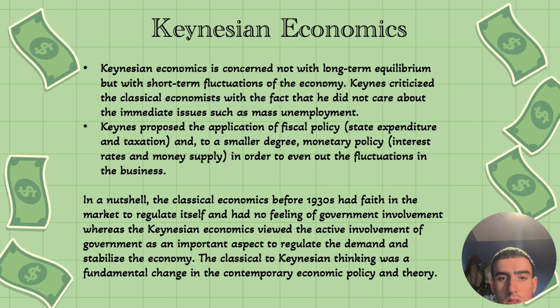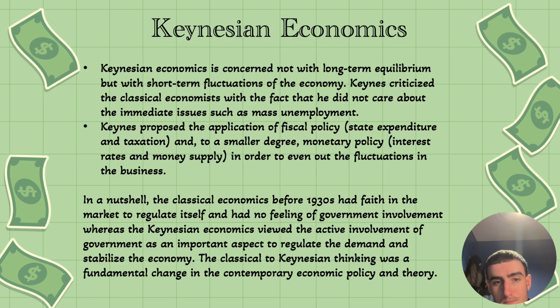Here we have some more on Keynesian economics. Keynes really criticized the classical economics, with the fact that it didn't care about immediate issues such as mass unemployment. Keynesian economics is not just concerned with long-term equilibrium, but with short-term fluctuations. So what's going on right now is not the immediate issue for him. He's really worrying about the future and how we could build up the economy so well that it stays well for a very long time.